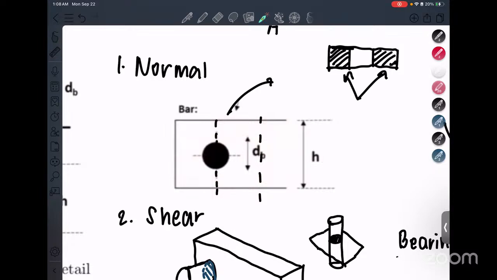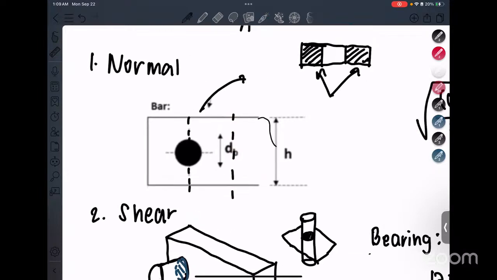Kapag bolt and bar or bolt and bracket or basta involving a bolt, usually you wanna first check at the bolt. I think this is called gross or this is called net ata. And then you wanna test at the part na hindi involved yung bolt, which is gross. In some cases, let's say yung bar natin nag-shrink pa siya around here, you also wanna test around here. But that didn't happen in this case, so two places lang.